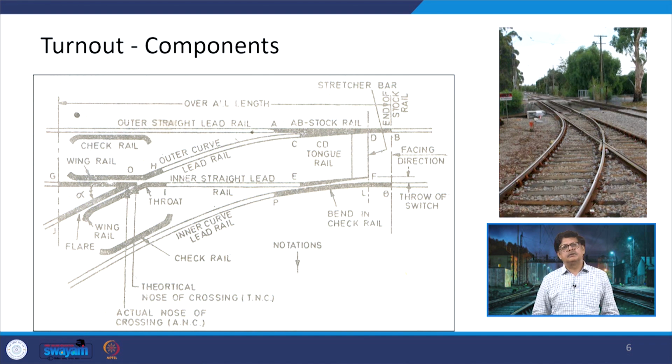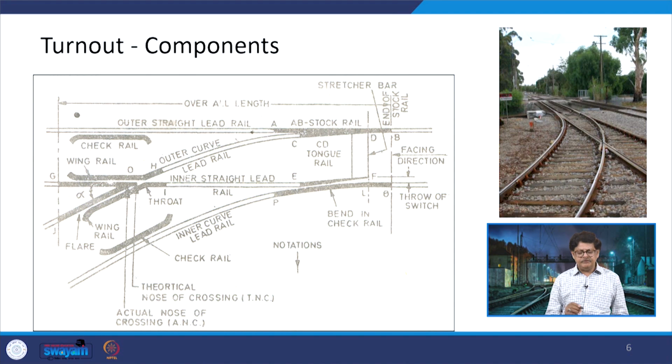Now, let us look at the components of a turnout. In this diagram, you can see that there is a straight track going from left to right, and then there is a track which is coming out of it and going towards the left hand side.